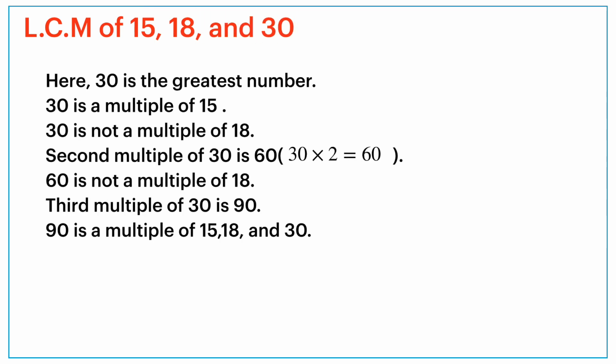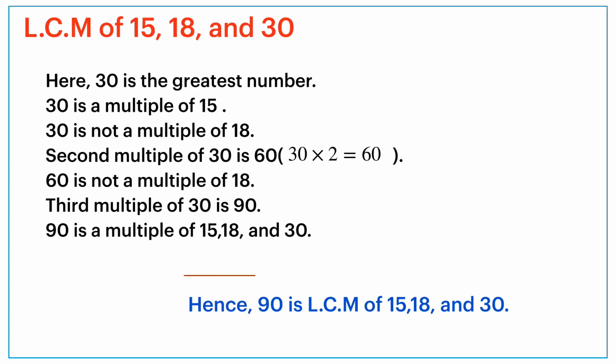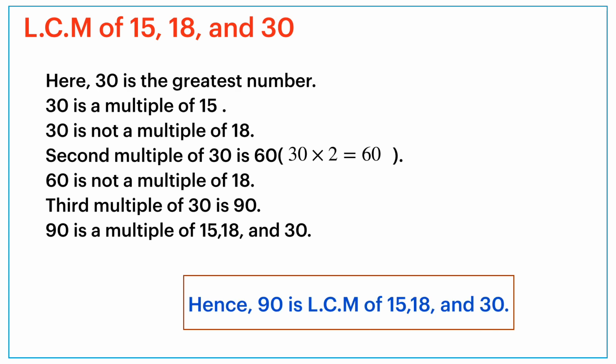Let's take another example. What is the least common multiple of 15, 18 and 30? In this case, 30 is the greatest number. 30 is a multiple of 15. 30 is not a multiple of 18. The second multiple of 30 is 60. 60 is not a multiple of 18. The third multiple of 30 is 90. 90 is a multiple of 15, 18 and 30. Therefore, 90 is the LCM of 15, 18 and 30.